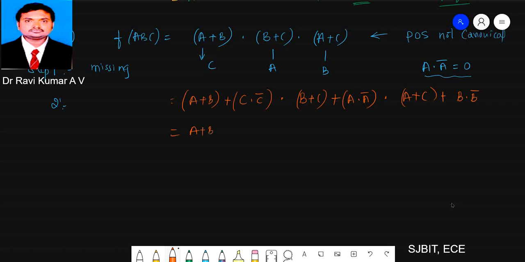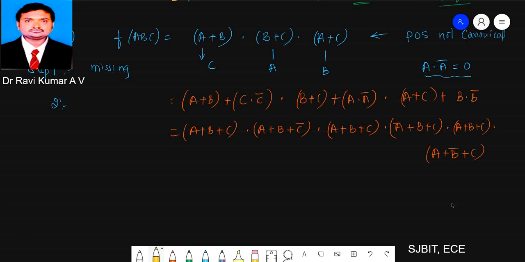So A plus B plus C into A plus B plus C bar, A plus B plus C bar, this is over, into, I am ORing this, A plus B plus C into A bar plus B plus C into A plus B plus C into A plus B bar plus C. Remove the repeated terms, retain any one of them.